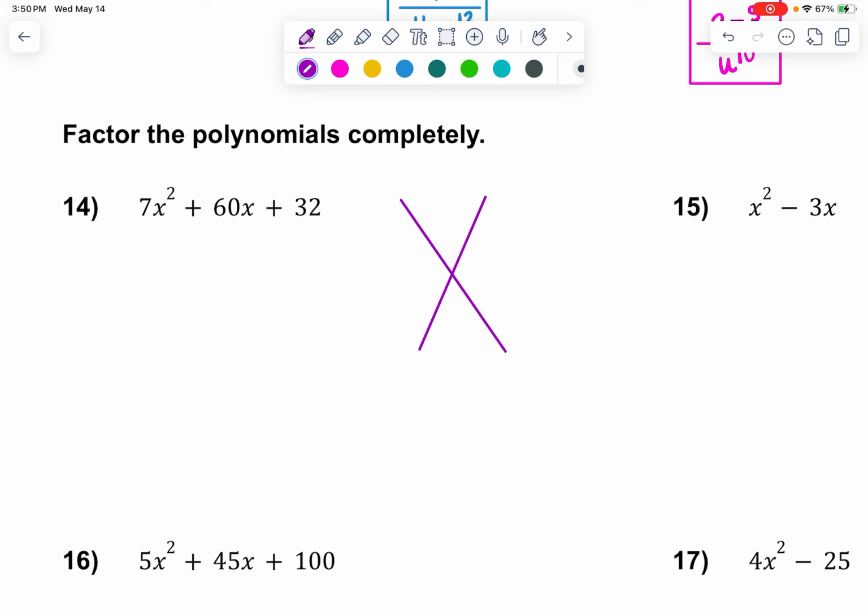So I'm going to make my little x for my number puzzle. So remember, what we do is we multiply our a times our c. So we're going to multiply 7 times 32, which is 224.